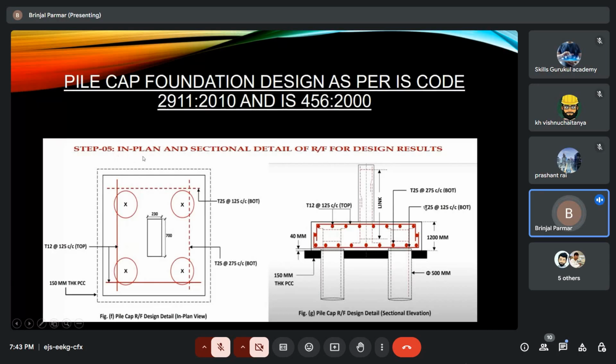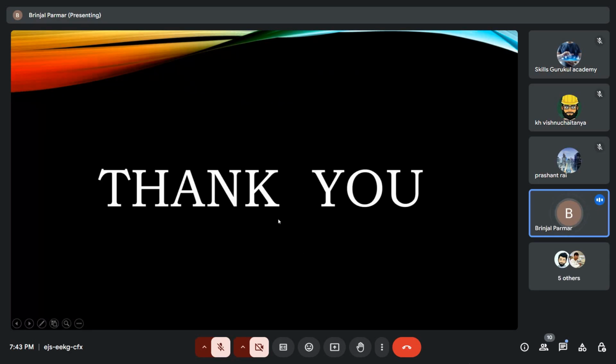So in step 5, in plan and section, we provide the reinforcement as T12 at 125 mm center top, 150 mm thick PCC, and T25 at 125 mm bottom. And thank you.